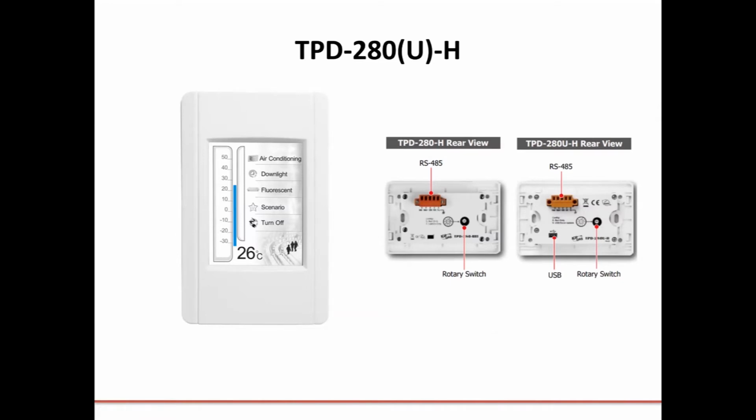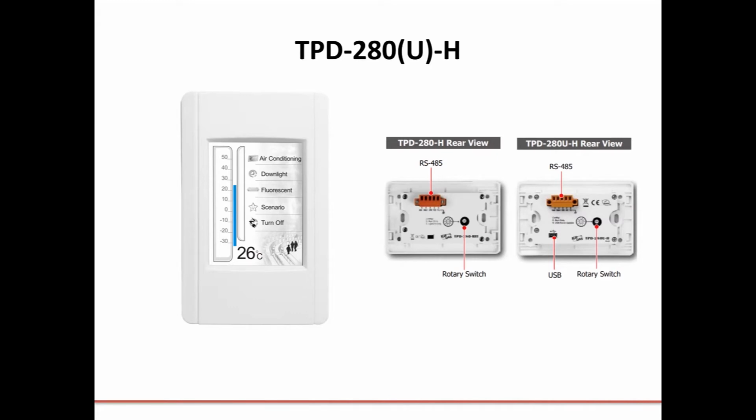So let's look at our TPD-280. This is a very inexpensive, easy to use, and easy to program HMI, or human machine interface, that is most often used in home and building automation applications. It is a 2.8-inch resistive touchscreen controller that communicates over RS-485 only in this version. The 283, I believe, would be the RS-485 and Ethernet version.